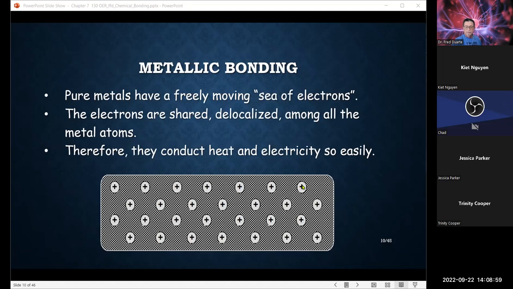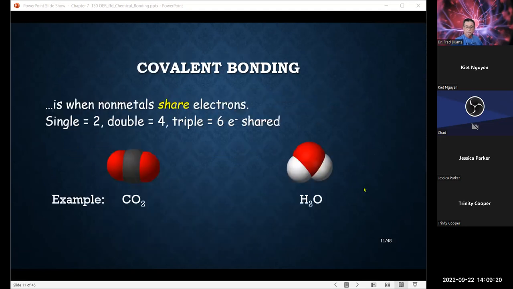Not much to say about metallic bonding. Basically, just to say that metals have a whole large number of electrons on the surface, a sea of electrons. And because of that, metals are very good conductors of electricity and also very good conductors of heat.